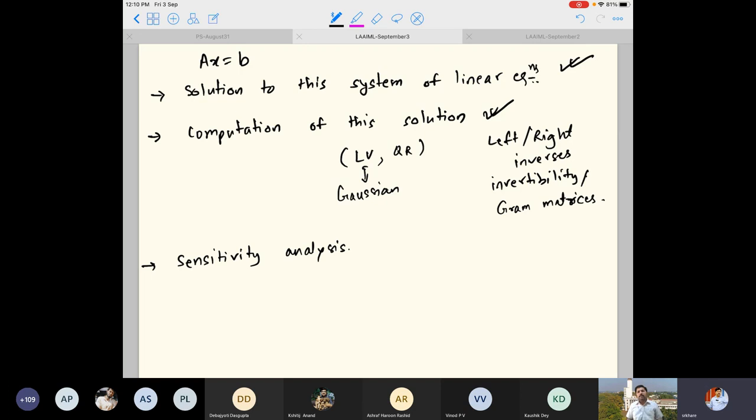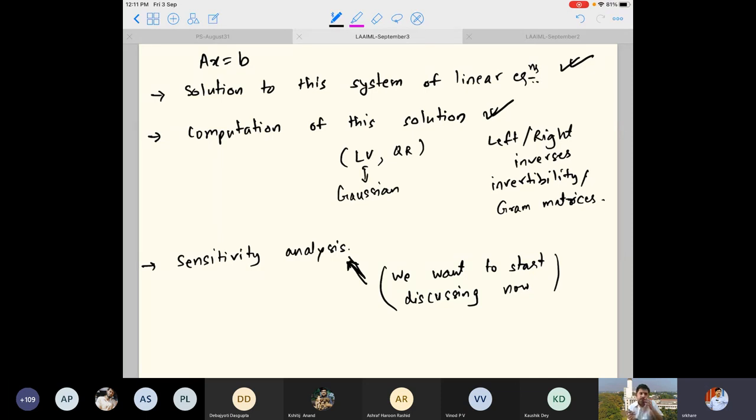Why is this sensitivity analysis important? That is something that we will first try to understand, and once we understand this, then we will start looking at how we really quantify this sensitivity analysis. Once we understand why these things are important, we go into the details and see what is really happening. So sensitivity analysis, we want to start now. This is the last part about the system of equations Ax is equal to b that we want to do.